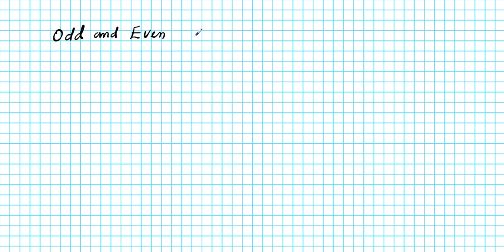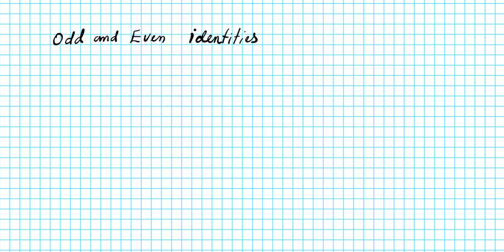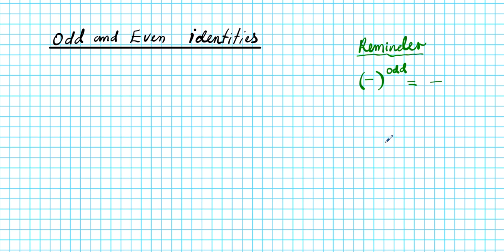Okay, odd and even identities. These ones are also known as the negative angle identities, because we're going to be inputting a negative sign for the input angles. So before we do this, let's go over a side point real quick, something you want to remember. Now what happens when you raise a negative number to an odd power? Your result is going to be negative, right?